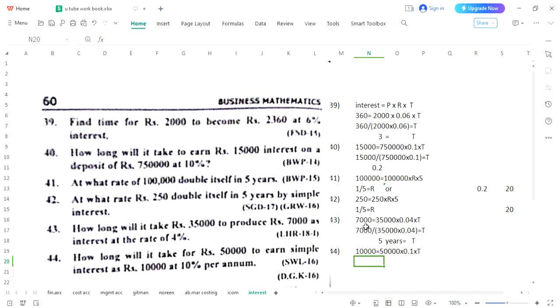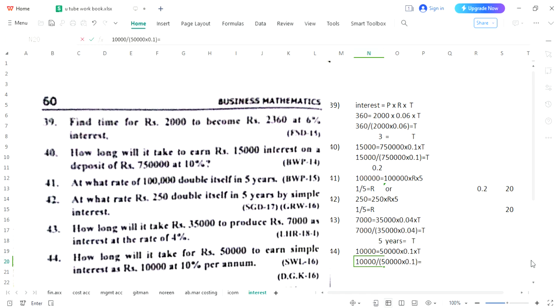Just like in 43rd question, these two items 50,000 and 0.1, they are being multiplied. You will take it to the left side or opposite side. 10,000 is already present. These amounts are being multiplied. They will be divided at the opposite side. 50,000 and 0.1. Please note it down.